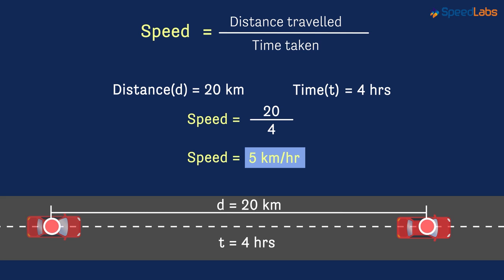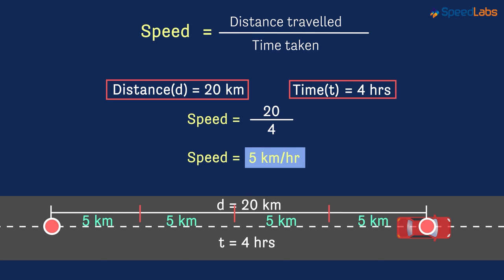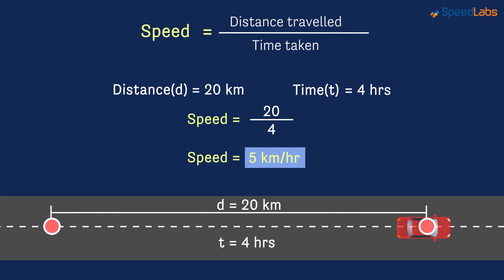Well, we still cannot say whether the speed was constant or not. Because maybe the car was slow in the first half of the journey and then sped up in the second half. The given data does not imply in any way that the car will cover 5 kilometers in every hour. So if this is not a constant speed, then what is the speed called? This speed is called average speed.